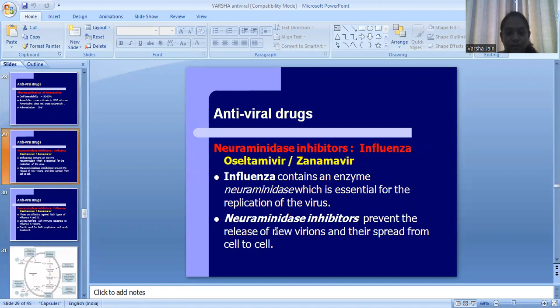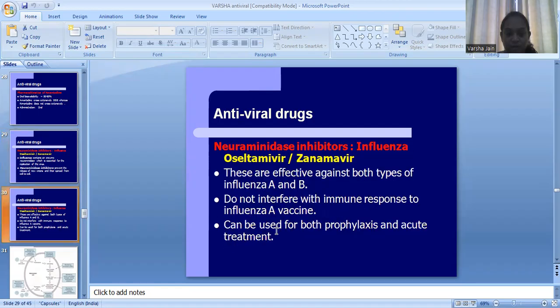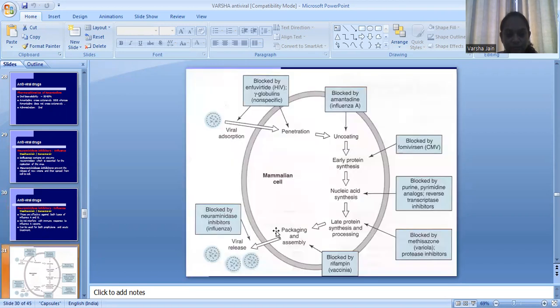Neuraminidase inhibitors, that is zanamivir and oseltamivir. Influenza viruses contain an enzyme, neuraminidase, which is essential for the replication of the virus. Neuraminidase inhibitors prevent the release of new virions and their spread from cell to cell. They are effective against both types of influenza, A and B. They do not interfere with the immune response to influenza vaccine, and can be used for both prophylaxis and acute treatment.